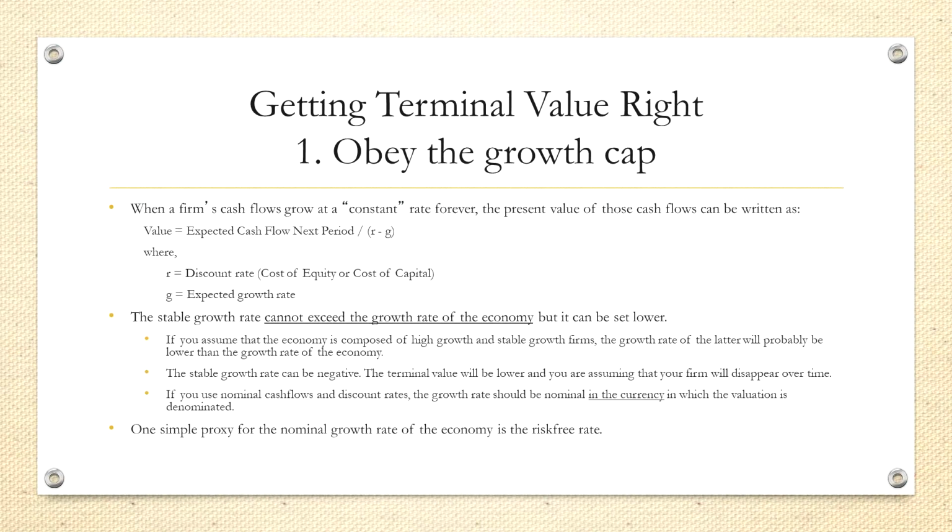But what's the best number to use? Here the theory says that you look at the long-term growth rate of the economy, and the stable growth rate should be a number that is slightly lower than the growth rate of the economy. That's one opinion on how to find this G, and that's a good foundation for you to find this G. You look at the long-term growth rate of the economy.